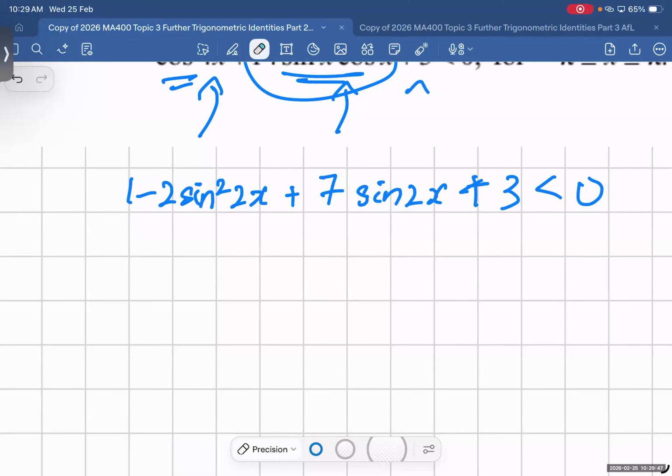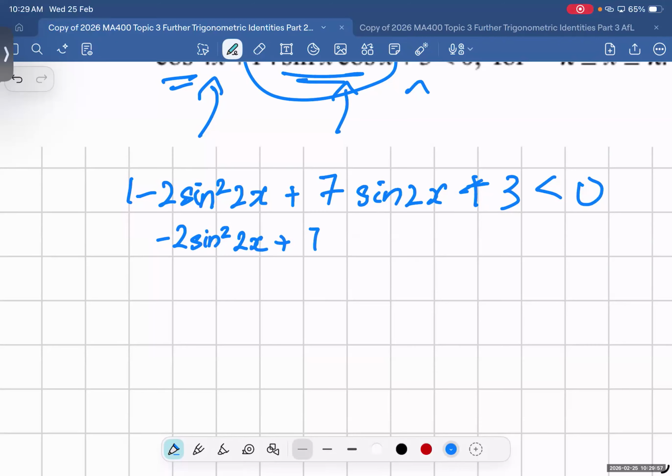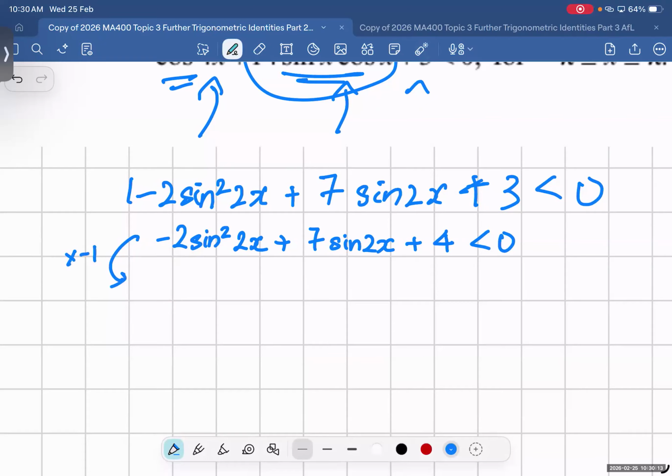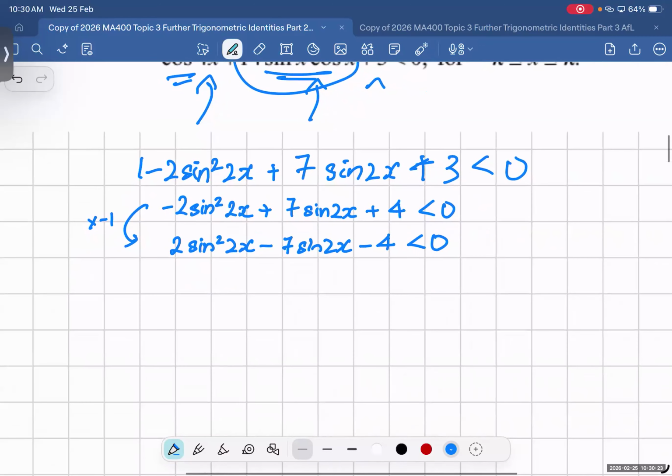Let me write it as minus 2 sine square 2x plus 7 sine 2x plus 4 less than 0. Personally, like Zoe was saying also, we try to make the coefficient positive. Meaning, we multiply all by -1. So we have 2 sine square 2x, subtract 7 sine 2x, subtract 4. After that, what do I do next?